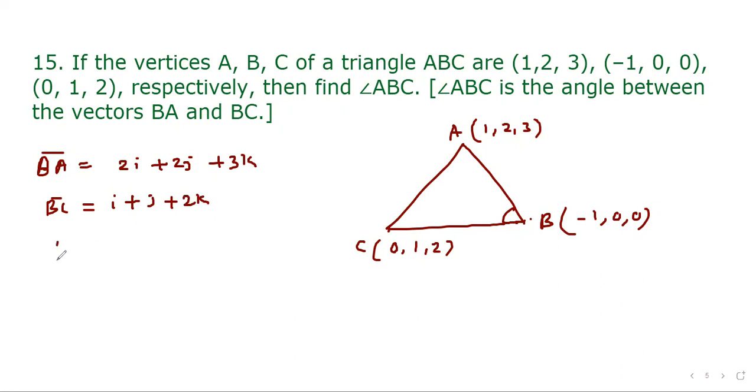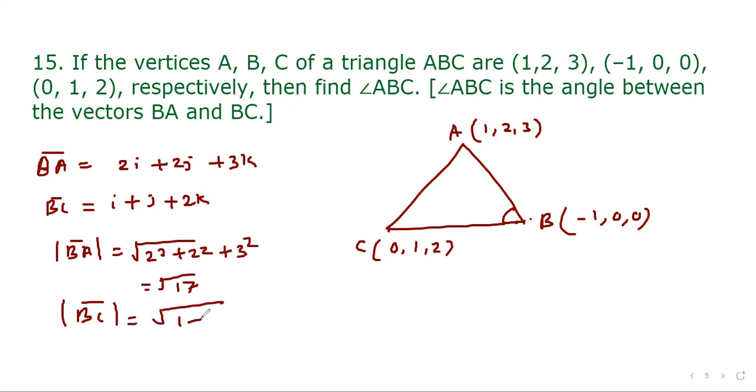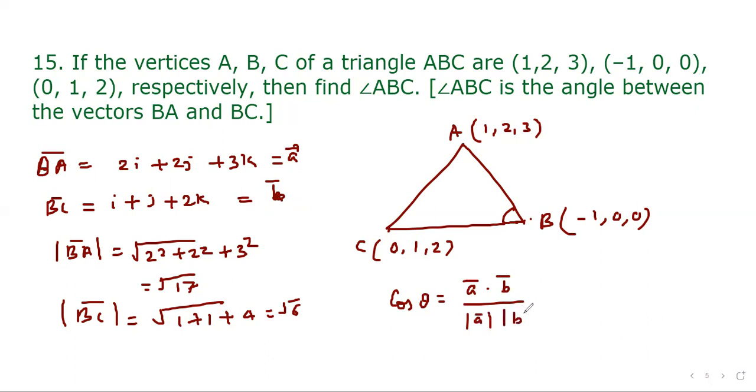Now we find modulus BA. That will be equal to root of 2 square plus 2 square plus 3 square, root 17. Similarly, modulus BC will be equal to root of 1 plus 1 plus 4, root 6. Now we apply the formula: cos theta equals, suppose we write this as vector A and this as vector B, then vector A dot vector B divided by modulus of vector A times modulus of vector B.